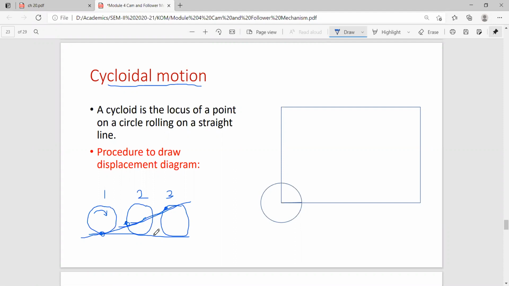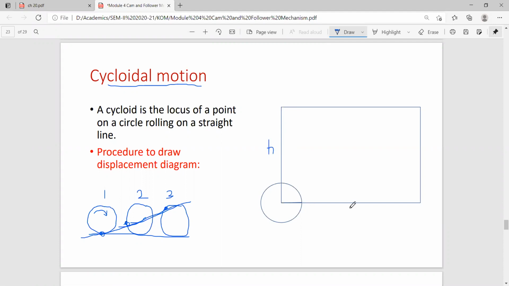So how to draw the displacement diagram for a cycloidal motion? Again we draw a rectangle. It is almost a common practice now. Then its height should be equal to h. H, you know what this is? H is the lift of the follower, the distance between its lowest and highest position.